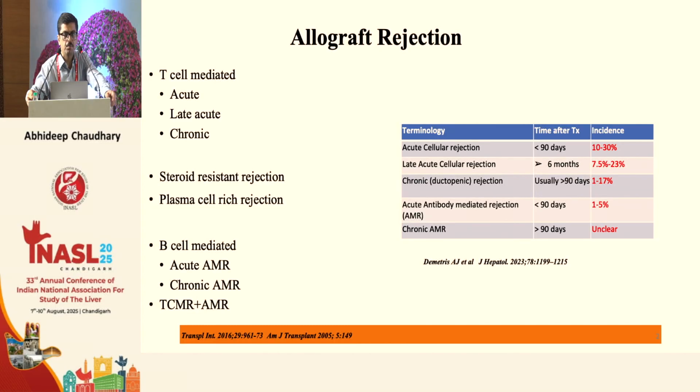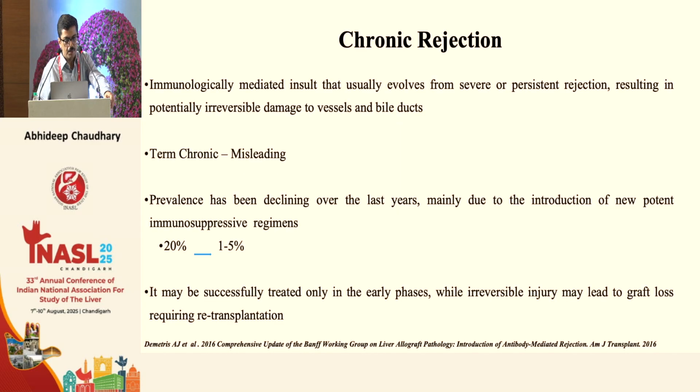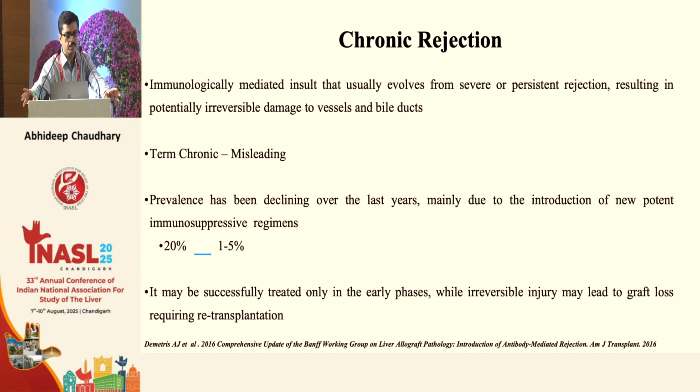For example, acute rejection is in the range of 10 to 25%. Chronic rejection, which used to be one of the major causes of organ failure till 2 decades back, is now down to less than 5%, which used to be close to 20-25% around 2 decades back. But it is still a major problem, and that is the reason why we are discussing it.